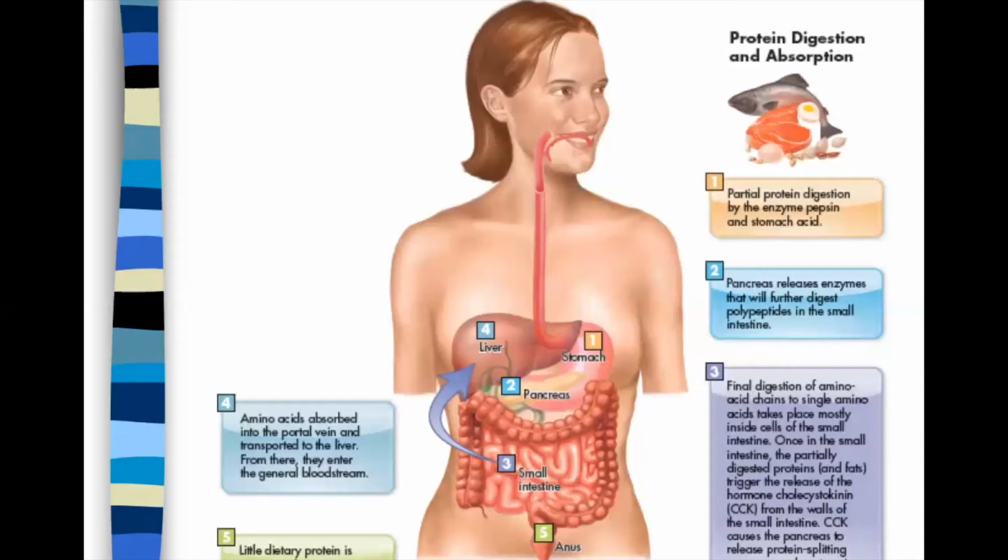Once proteins are in the small intestine, they trigger the release of the hormone CCK, and CCK is what causes the pancreas to release some of these enzymes. So the small intestine is really where the proteins are broken down. Then they travel across the intestinal cells into our circulatory system and go to the liver.